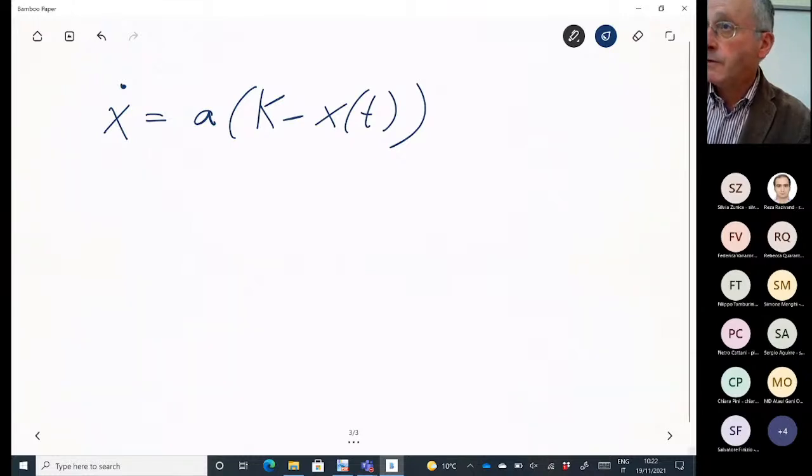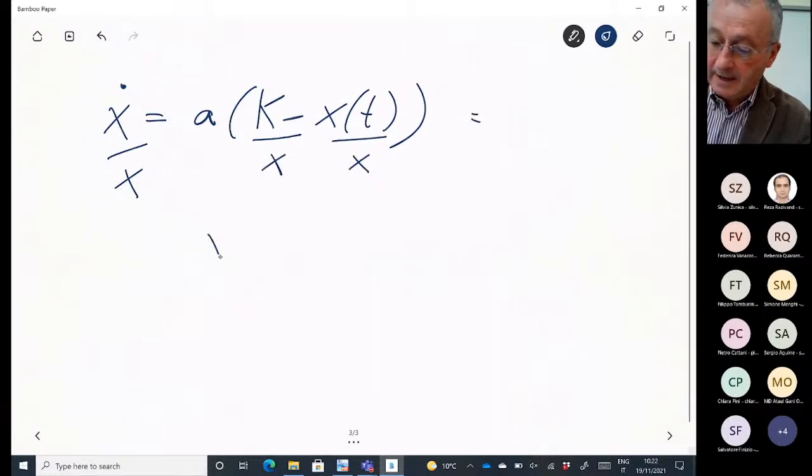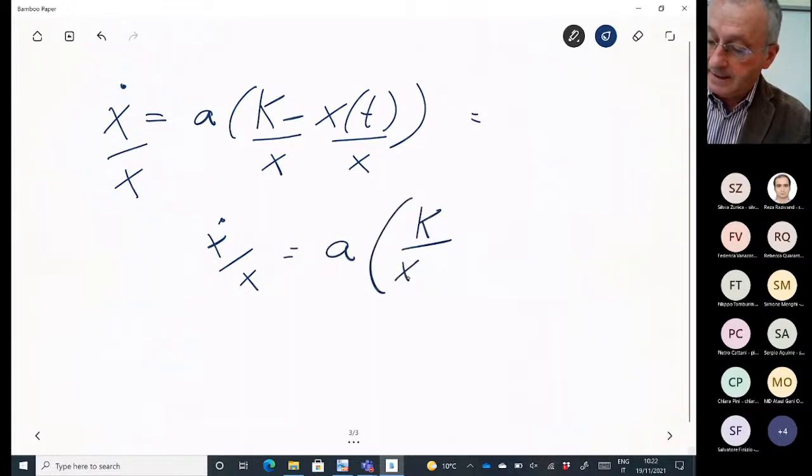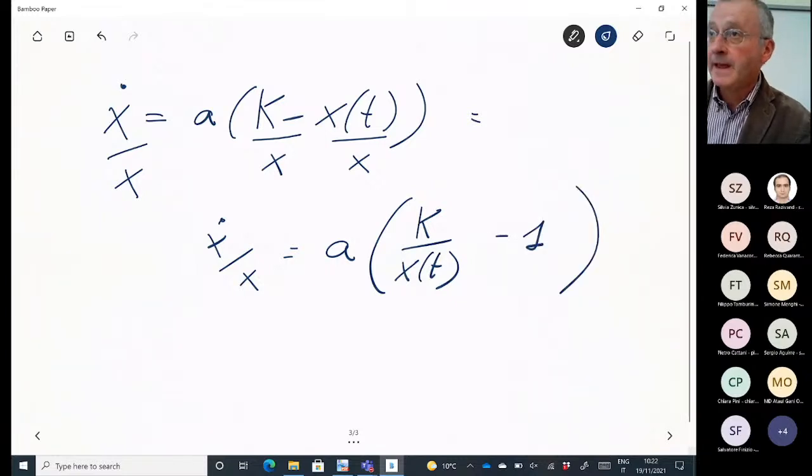If the level of the variable is very small compared to K, this is much larger than 1. So you have a relatively high growth rate, okay? But as it gets closer to K, this becomes smaller. I mean, still larger than 1 because this remains below K, okay? Still larger than 1, but very close to 1, and the growth rate becomes very, very small, okay? So this is the model with the carrying capacity.